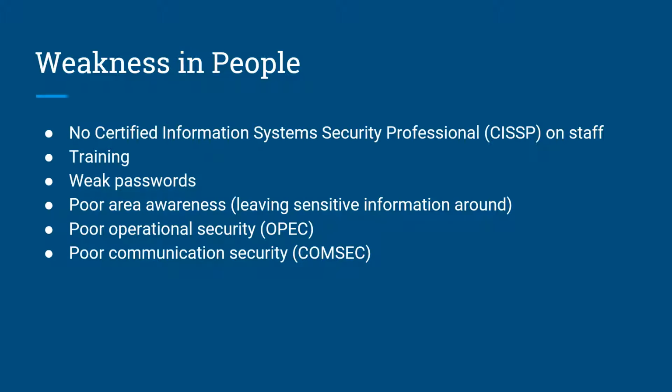A weakness in the organization's security can come from the people. There may be a lack of professionally trained staff, such as certified information system security professionals. The training may also not meet the industry's standards, which may cause inefficient security training. The employees in the organization may also have weak passwords or leave their passwords and sensitive information lying around the workspace. Having poor area awareness, poor operational security, and poor communication security will cause weaknesses in the organization.